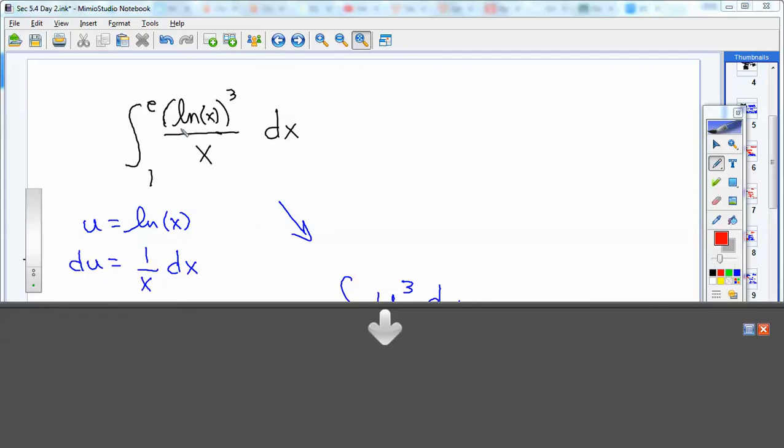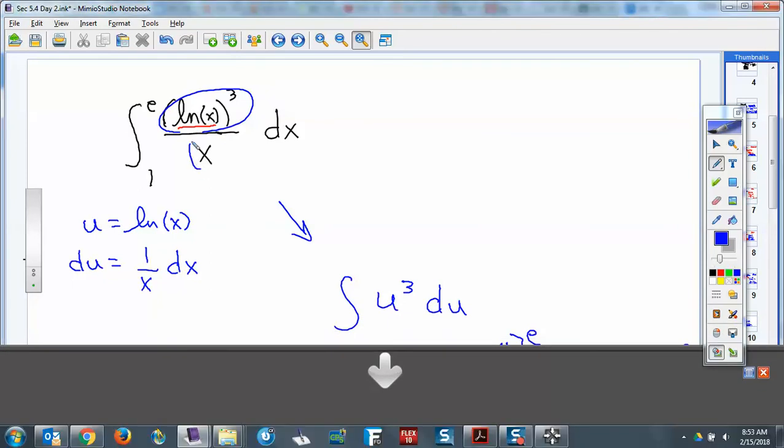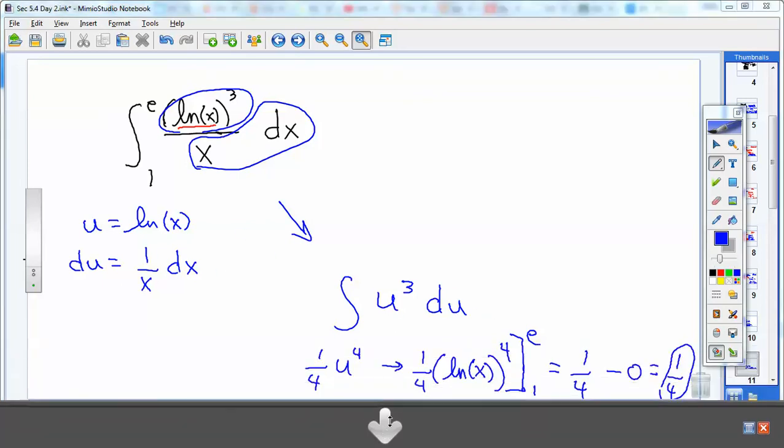All right, anyway, when we sub out, there's our u, and so that would be u cubed. Okay, so that takes care of that part, is going to be u cubed. And then 1 over x dx is that part right there. Right? Not x dx, that's 1 over x dx, which is this. So we get u cubed du, which is simple. Then that's just 1/4 u to the 4th.